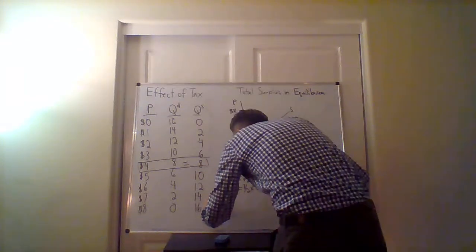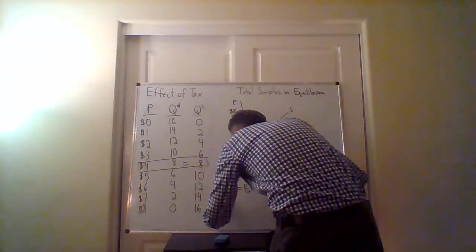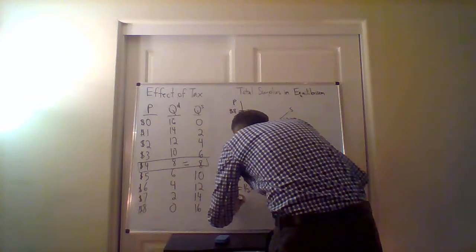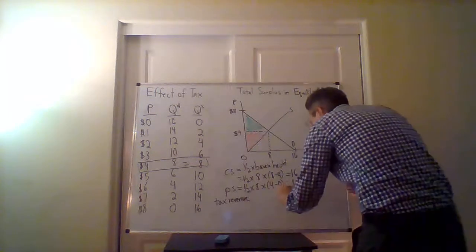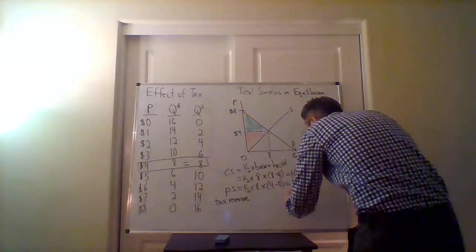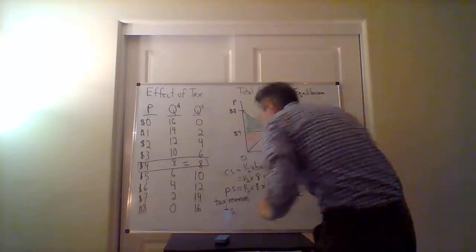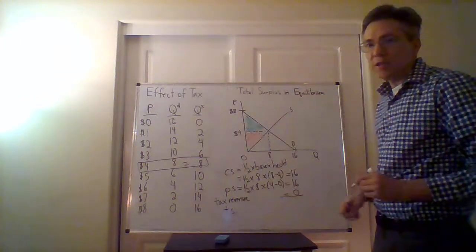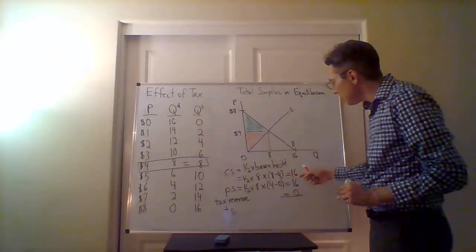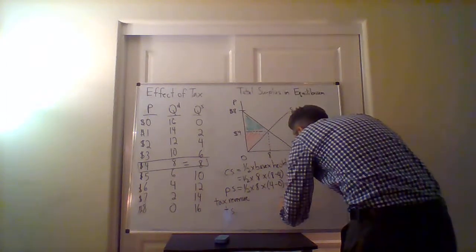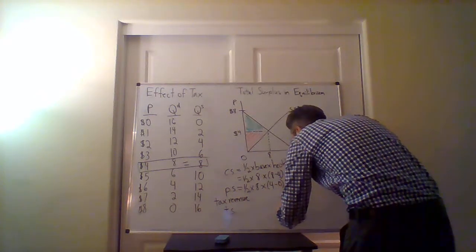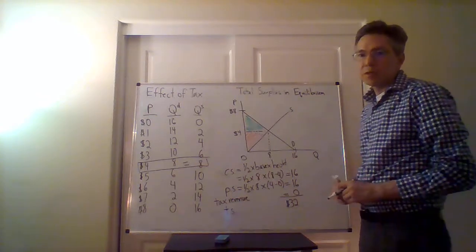Another component of the total surplus is the tax revenue. And in this case, there is no tax, so there's no revenue. So in this case, what is our total surplus? So what do we have as our total surplus? It's basically 16 plus 16 plus 0. And so we get $32.